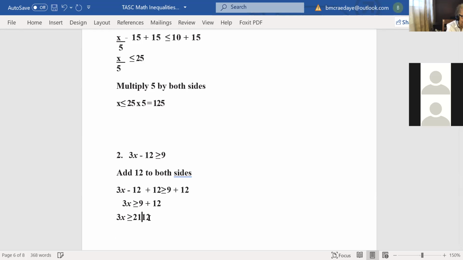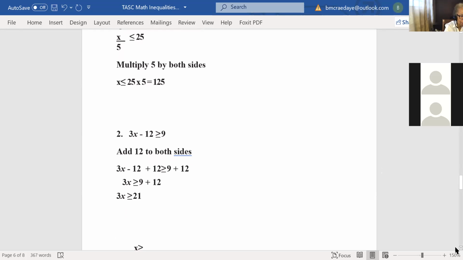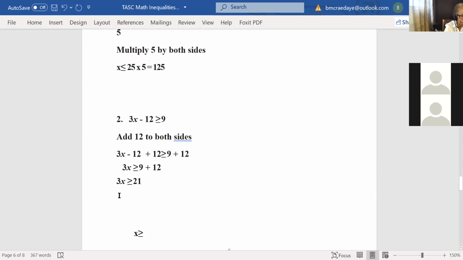Okay. Now we've taken care of the subtraction by adding. Now we have a multiplication. What's the opposite of multiplication, Maureen? Division. So what do I do to this inequality? What do I divide by? By 3. That's it. Very good.